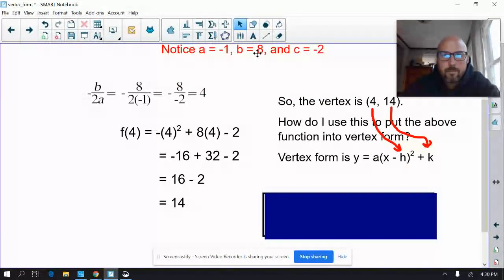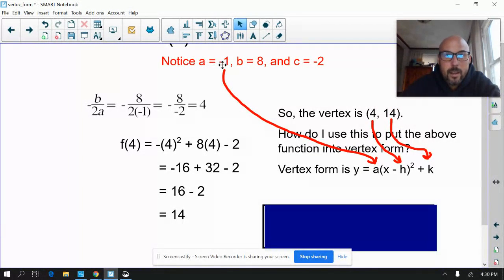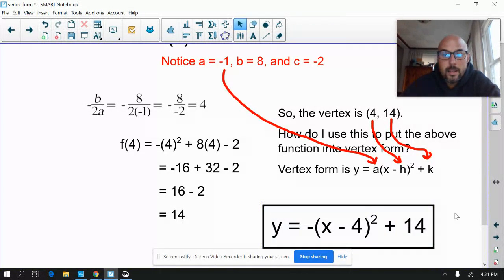What about a? You knew a all along. It's like the movies where the main character determines she was actually asleep the whole time. Like Dorothy, I'm thinking Wizard of Oz. So we know a is negative 1, and we found h and k, and so that's it. y equals negative 1 times (x minus 4) squared plus 14. So the 4 goes into the h, the 14 goes into the k, and the a just transfers along.